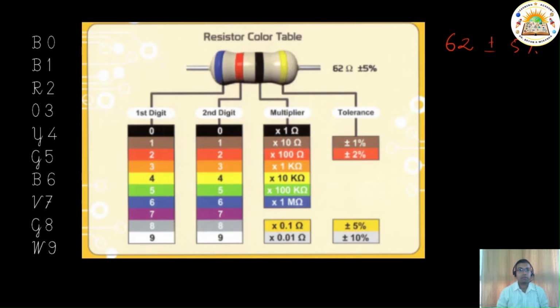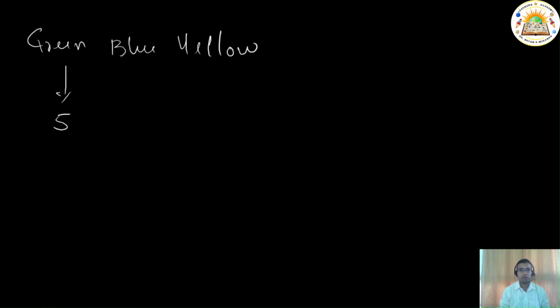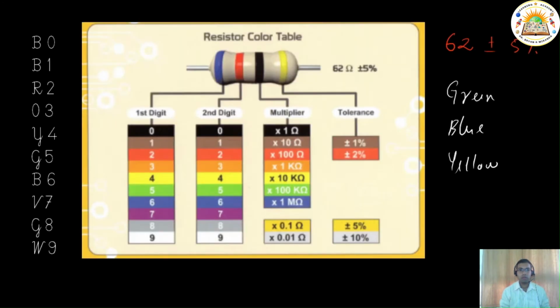Let us see something like this. If I give you a combination of green, blue, and yellow, let us see what the resistance will be. For this, we'll go to the next page. I've given you green, blue, and yellow. The first one is green. What is the number? Green is 5. Blue, what is the number? Blue is 6. Yellow, what is the number? 4.